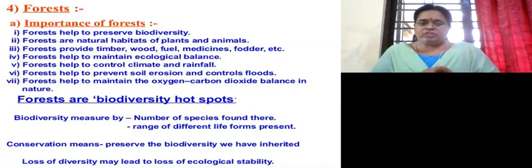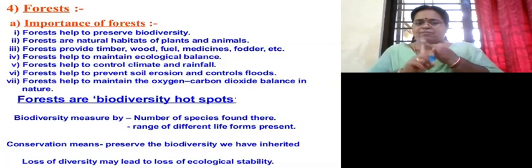So what is conservation? Conservation means preservation of the biodiversity that we have inherited. But if there is loss of diversity, what will happen? Definitely ecological balance will be disturbed. Okay, so I hope this is clear to you. Why are forests called biodiversity hotspots, what is biodiversity a measure of, and why is conservation important? Because if we are not conserving our environment, the ecological stability will be lost, and as a result we are also going to be in danger.